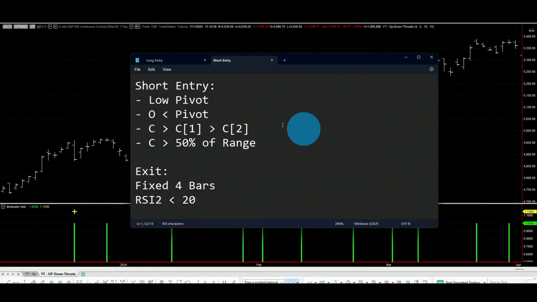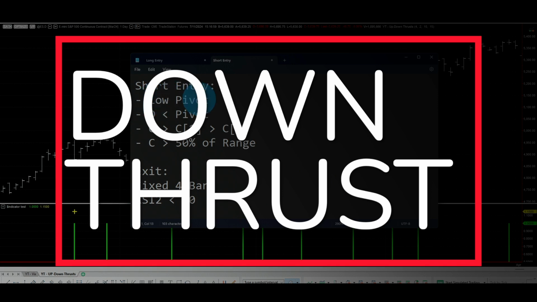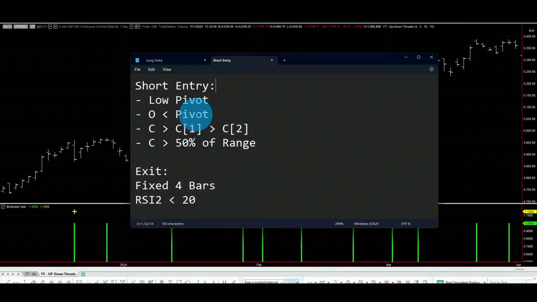So first, here are the rules. We need a low pivot, the open below the pivot, the close higher than the previous 2 closes, and the close is in the top 50% of the range. Now the exit, you see here I put 4 bars. So the RSI 2 is the opposite. Instead of above 80, we will exit when it's below 20 because we are shorting.